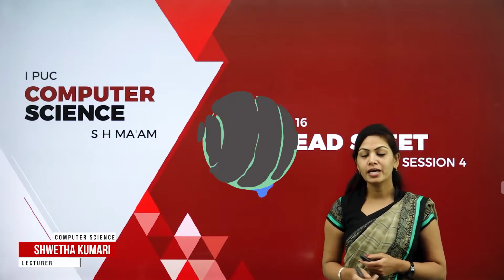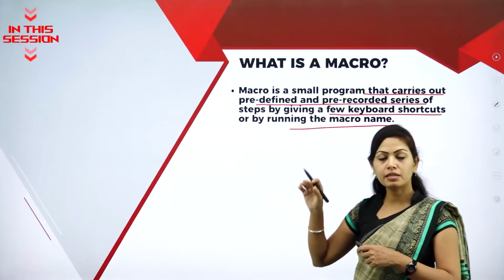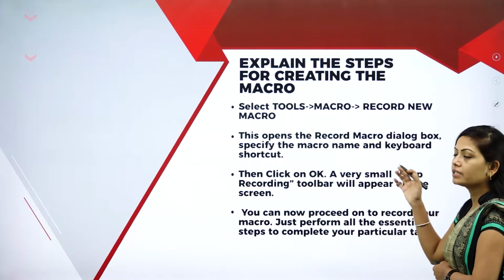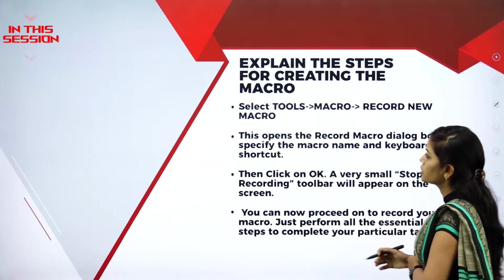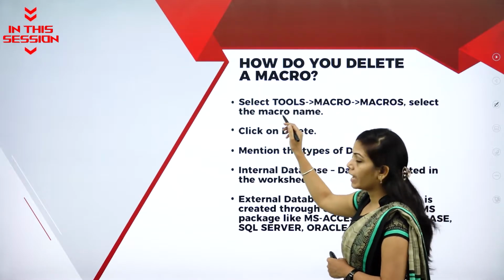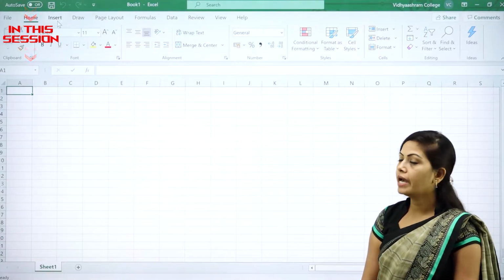Have discussed about built-in functions, arithmetic functions in spreadsheet. Using the macro options, we can record the database. So explain the steps for creating the macro. 5 marks question first. So next concept we have, how do you delete a macro? Again, you just select the tools. So now I will show you how to find the chart in Excel spreadsheet.